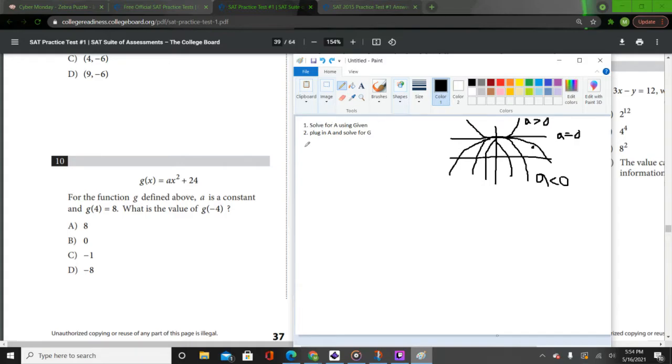Let's just go off of our original formula. We have g of x is equal to ax squared plus 24. So we have g of 4 is equal to 8. Oh, wait. Sorry, I was being foolish. The answer is 8, A. A is the correct answer.